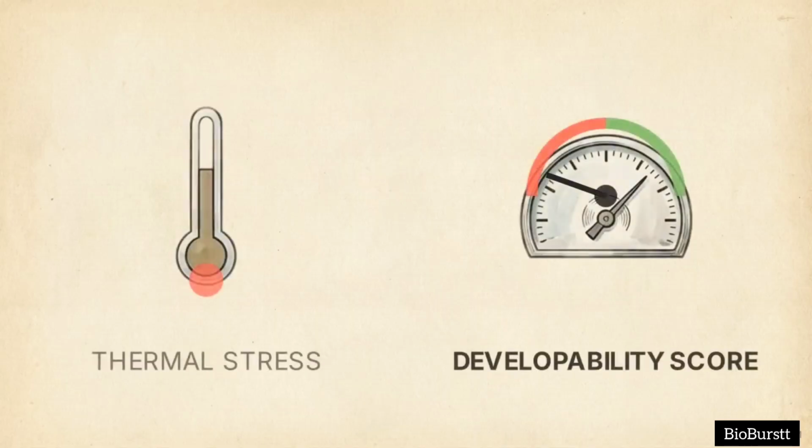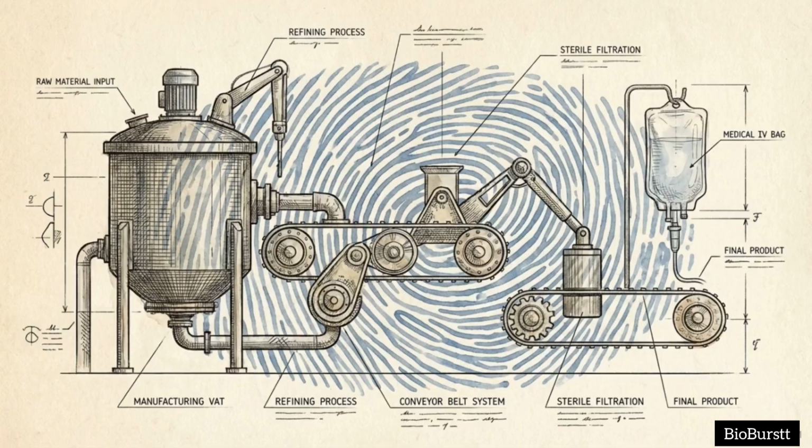This is a regulatory framework where developers treat thermal stability as a quantitative metric for developability. By mapping these precise limits during early manufacturing, researchers can fingerprint a drug candidate to ensure it remains functional from the factory to the patient.